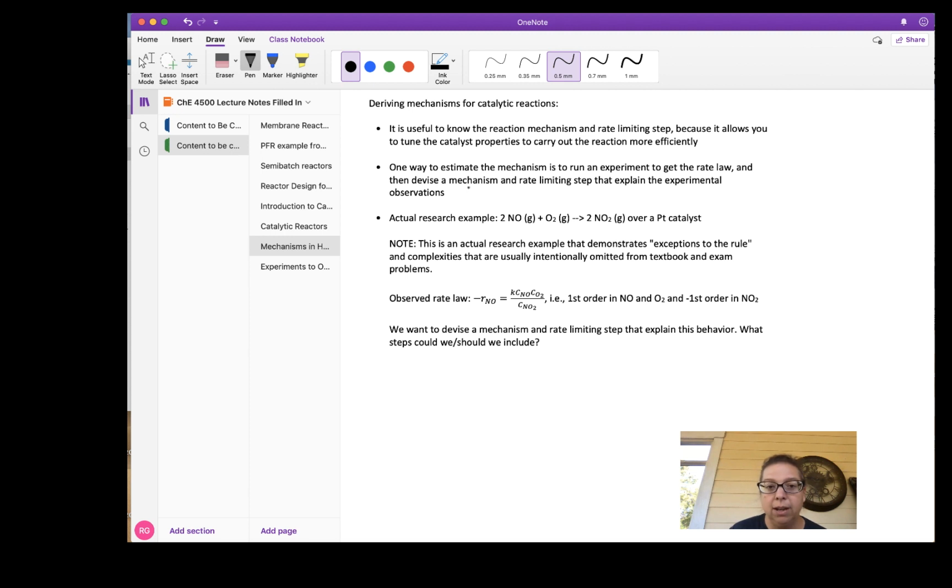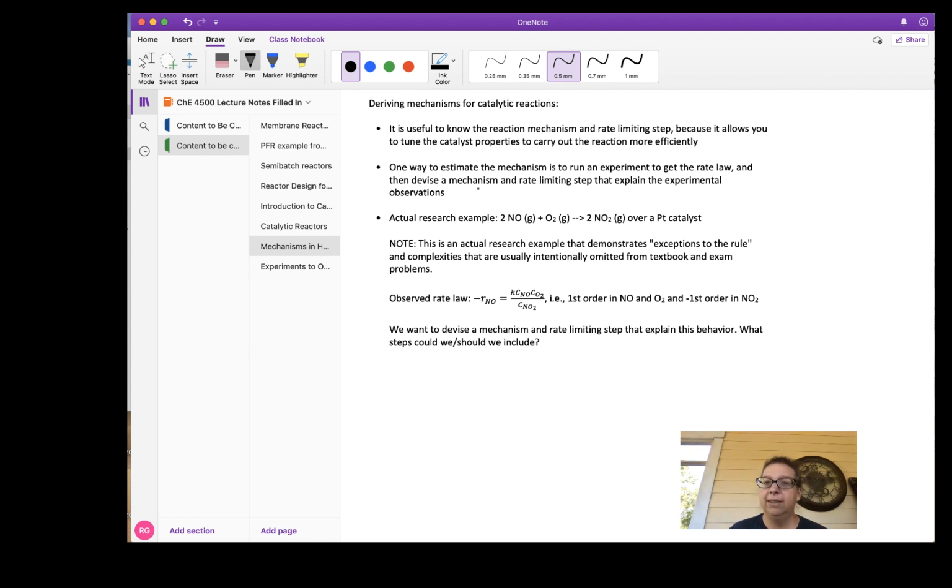One way to estimate the reaction is to run an experiment to get a rate law, and I'll talk about that in the next video. And then devise a mechanism and rate limiting step that explains the observation. So basically what we would do there is attempt to learn the orders of the reactants and products in the rate law.